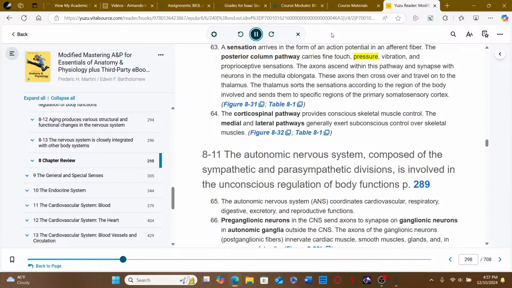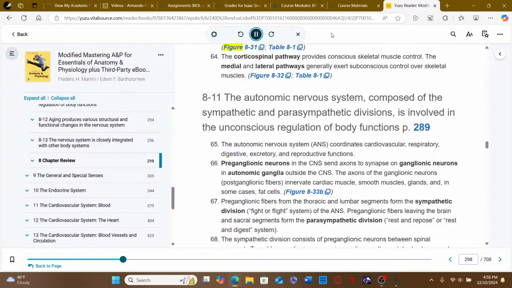The posterior column pathway carries fine touch, pressure, vibration, and proprioceptive sensations. The axons ascend within this pathway and synapse with neurons in the medulla oblongata. These axons then cross over and travel onto the thalamus. The thalamus sorts the sensations according to the region of the body involved and sends them to specific regions of the primary somatosensory cortex. Figure 8-31.